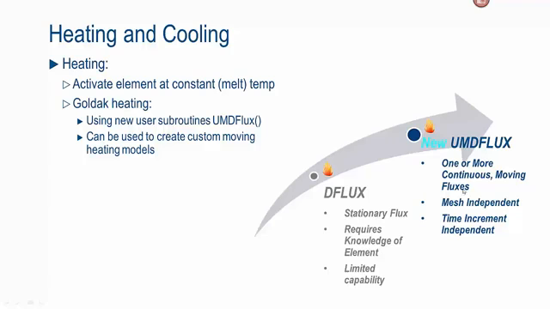You can have one or more continuous moving fluxes, and it is also mesh independent in the sense that the torch motion is actually input as what we refer to as an event series, which gives the torch center coordinates and torch power as function of time. So the subroutine accesses this and other data from tables and other parameters, and activates the right elements and applies the right heat flux.